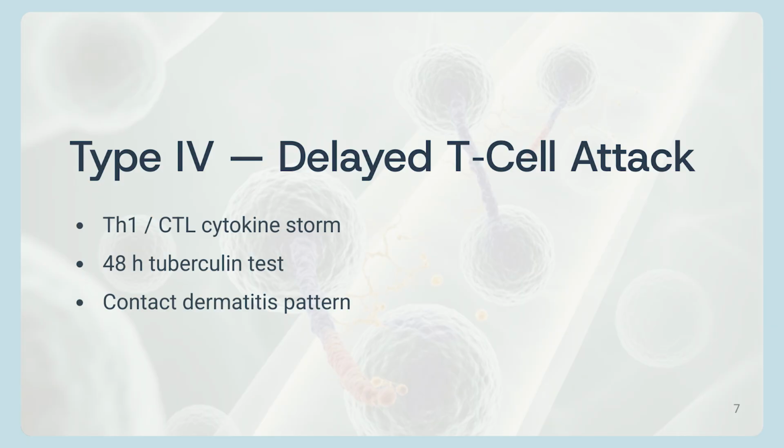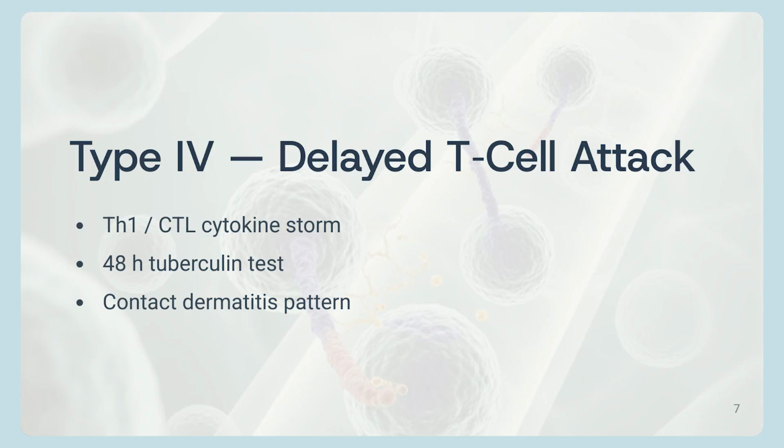Type 4 hypersensitivity is different because it doesn't involve antibodies. Instead, it relies on T cells, which is why we call it cell-mediated or delayed type hypersensitivity. Here's how it happens. After exposure to certain antigens, your helper T cells, specifically the Th1 subset, and cytotoxic T lymphocytes get activated. These cells release cytokines like interferon gamma, and that creates inflammation.